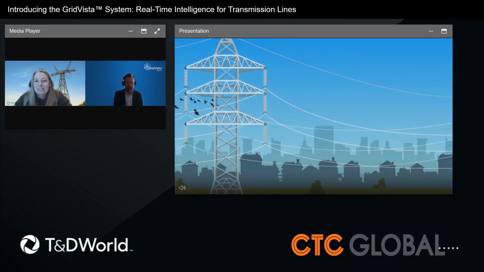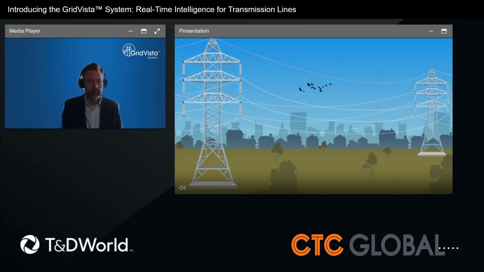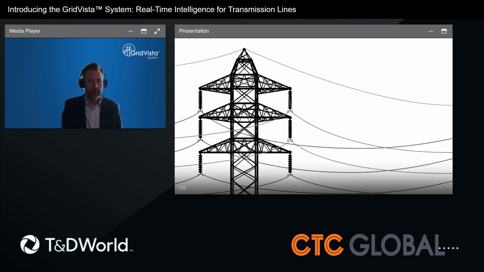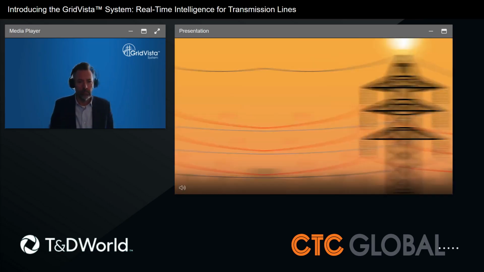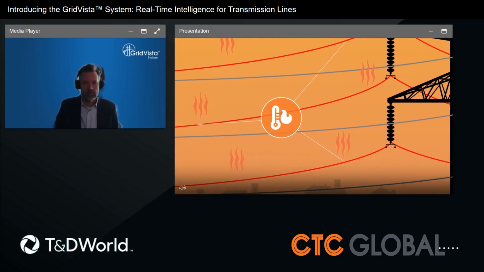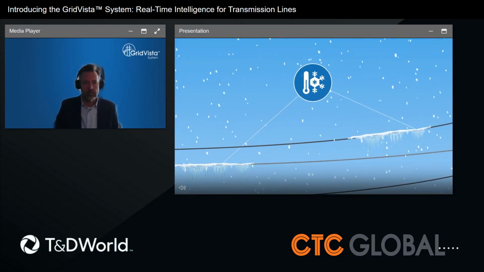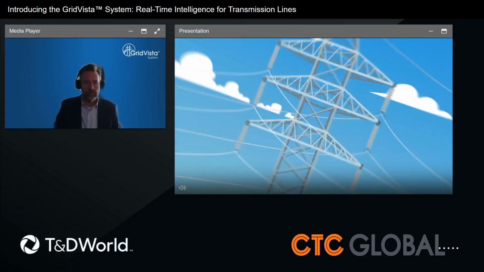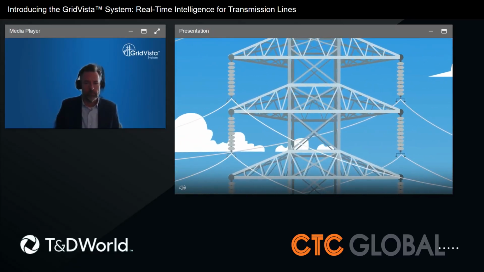Let's keep our world running, supporting the homes, businesses, and infrastructure we depend on. But regular, often unseen risks threaten reliability. As demand increases, operators still lack real-time visibility into line conditions, making it harder to safely maximize capacity and act with confidence. That's why CTC Global is introducing new technology to solve this problem.